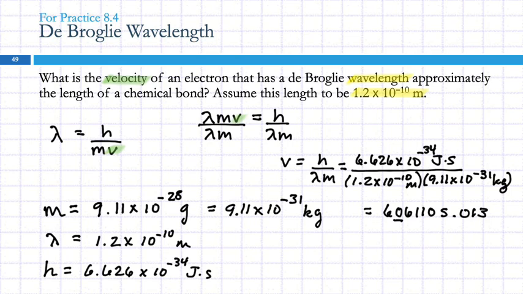So here we've got joule, which is a kilogram meters squared per second squared, times seconds, and down below we have meters times kilograms. So the kilograms cancel. This meter cancels one of those meters. This second cancels one of those seconds. And our unit ends up being meters per second.